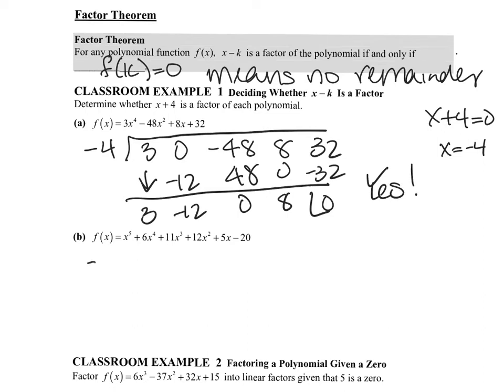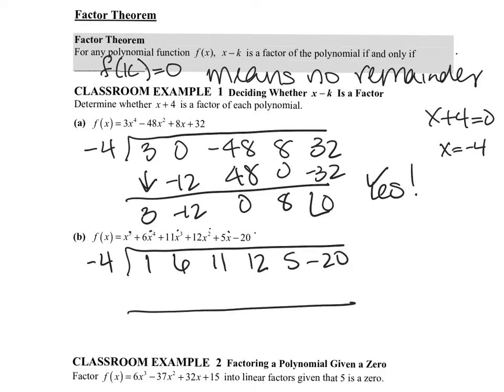Now we're going to try this one. So 5, 4, 3, 2, 1, none. We're going to just put our coefficients under here: 1, 6, 11, 12, 5, negative 20. We're going to drop the 1, multiply, add, multiply, add, multiply, add, multiply, add, multiply, add.